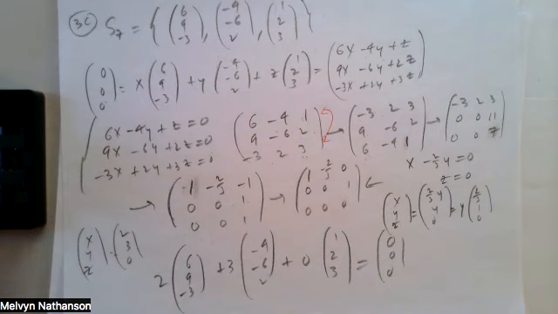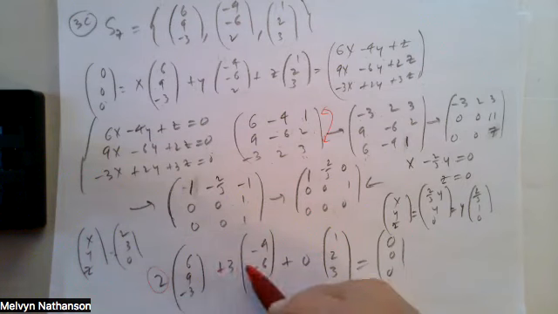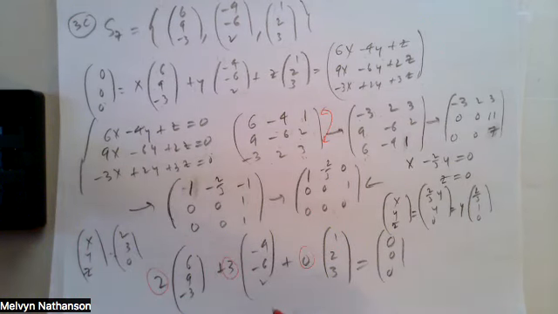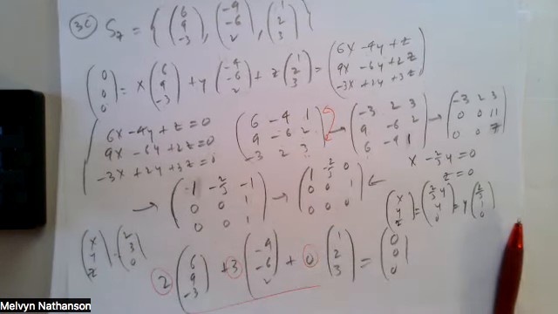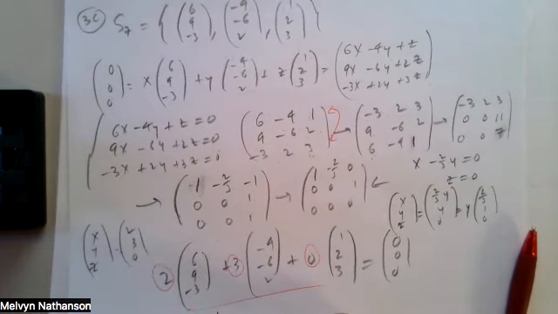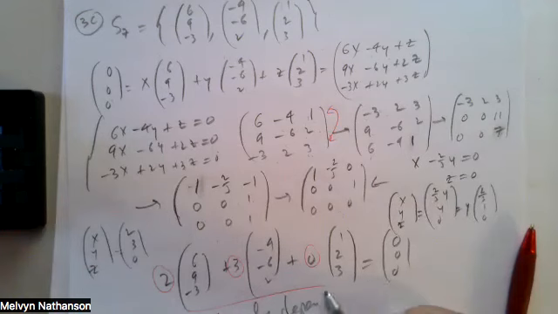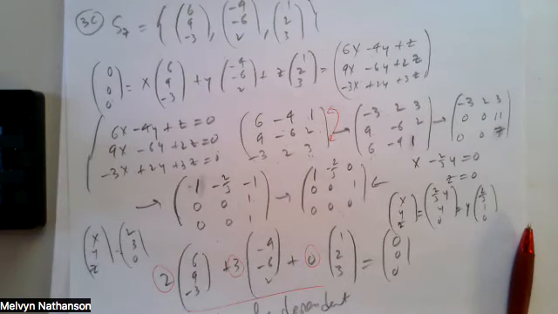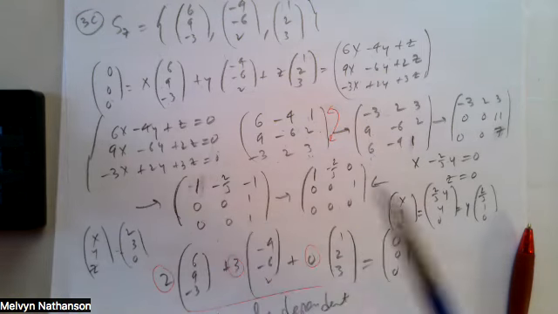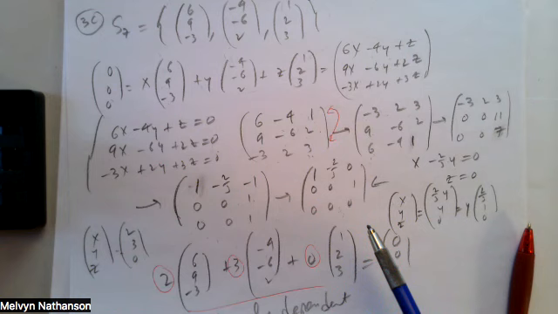So these are my scalars, 2, 3, 0. They're not all 0. So these vectors are linearly dependent. In fact, these 2 vectors are scalar multiples of each other.